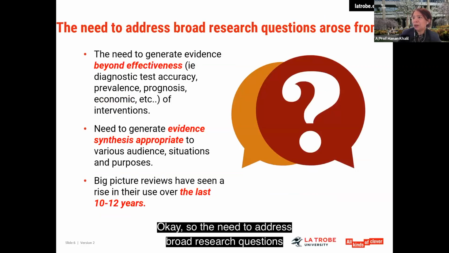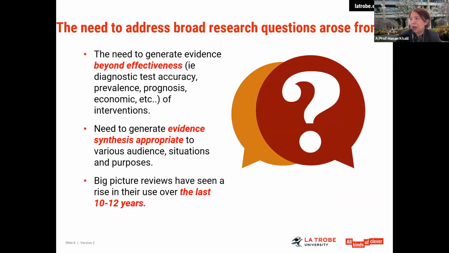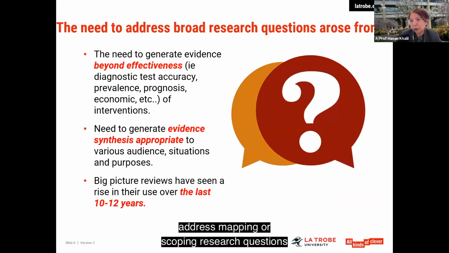Okay, so the need to address broad research questions came from policymakers and collaborators. Researchers wanted to generate evidence beyond effectiveness. Most of the research questions that big picture reviews address are mapping or scoping research questions, describing different aspects of interventions and different characteristics of programs. So it's really beyond what a research question of effectiveness could address.